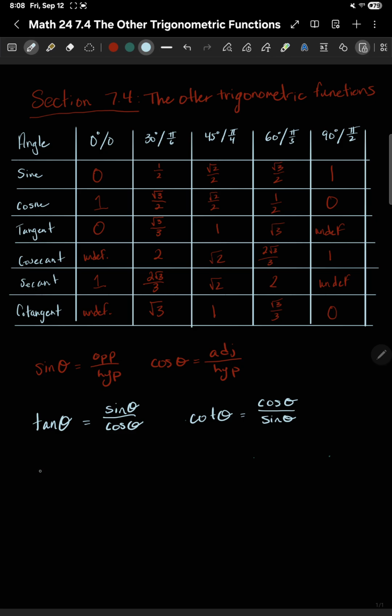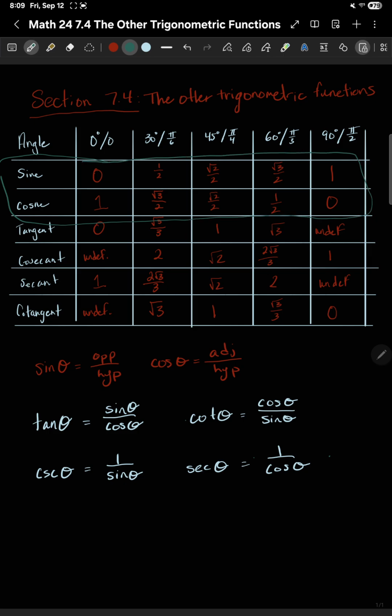Likewise, cosecant of theta is just 1 over sine theta. And secant of theta is just 1 over cosine theta. So if you know the values of the table for sine and cosine, so if you really just, let's say, memorize, for lack of a better word, the values for sine and cosine, you can build the rest of the table yourself.